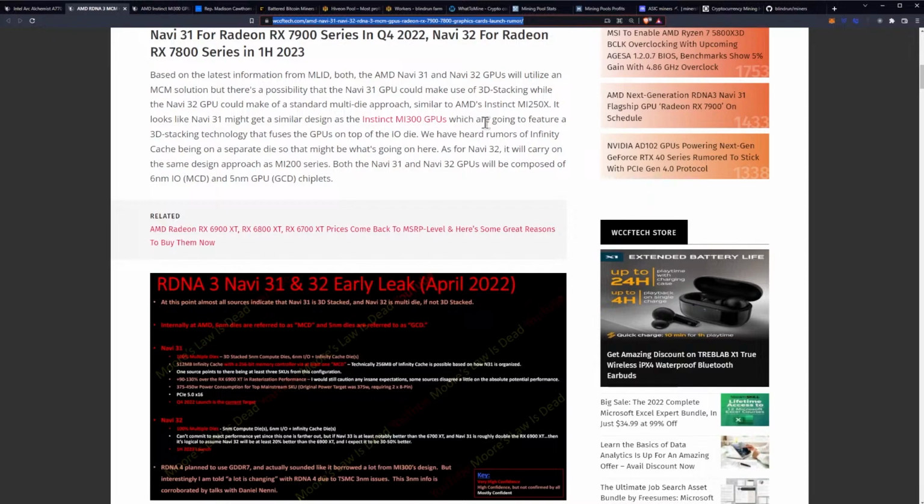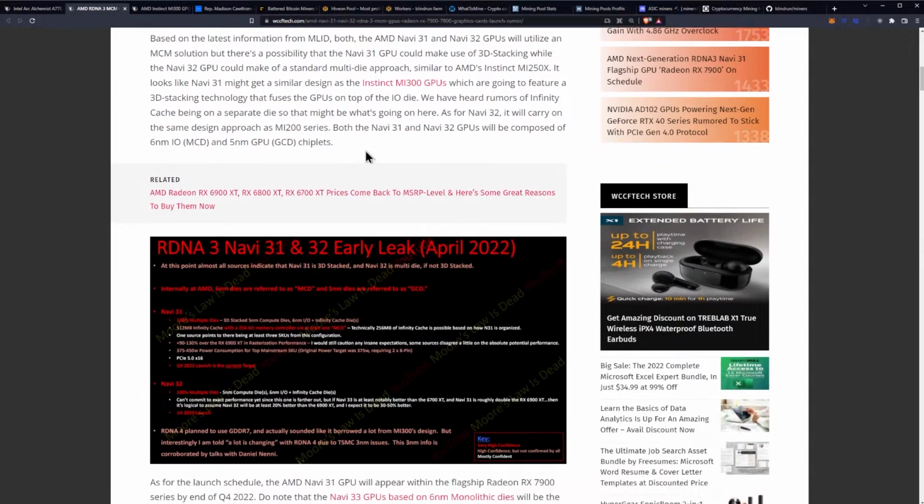We have more information from them, which are going to feature a 3D stacking technology that fuses the GPUs on top of the I/O die. We have heard the rumors of Infinity Cache being on a separate die, so that might be what's going on here. As for Navi 32, it will carry on the same design approach as the MI200 series.